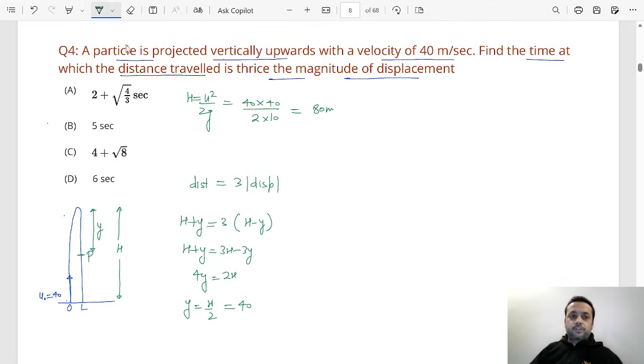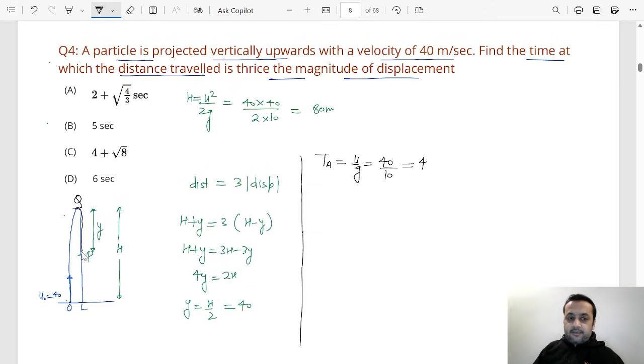Okay, now the question is to find the time at which this will happen. So look, we can say what will be the time of ascent. That means going from O till the highest point, let's call this point Q. So the highest point is Q. So basically what is the time of ascent? Remember, the time of ascent we know is u by g. So that means 40 upon 10, so 4 seconds is the time of ascent.